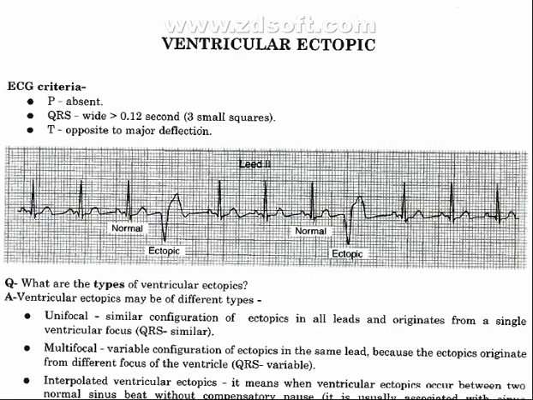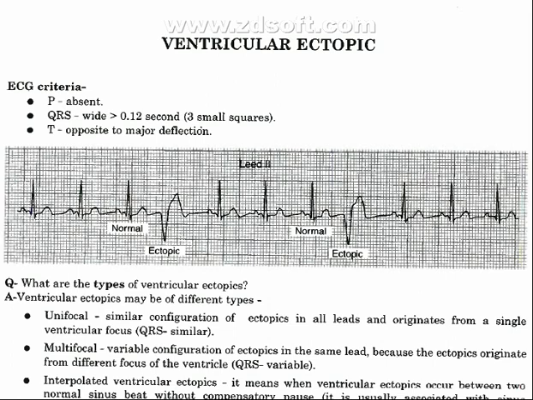Now we'll discuss ventricular ectopics. The ECG criteria are: P is absent, QRS wide, more than 0.12 second, that is more than 3 small squares, and T is opposite to the major deflection.